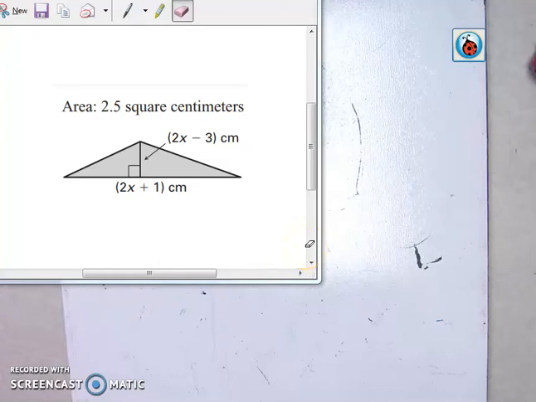Hi, welcome to the screencast. We're going to look at how we can solve area problems that are polynomial problems, and I'm going to show you how you set them up and then how you solve them.